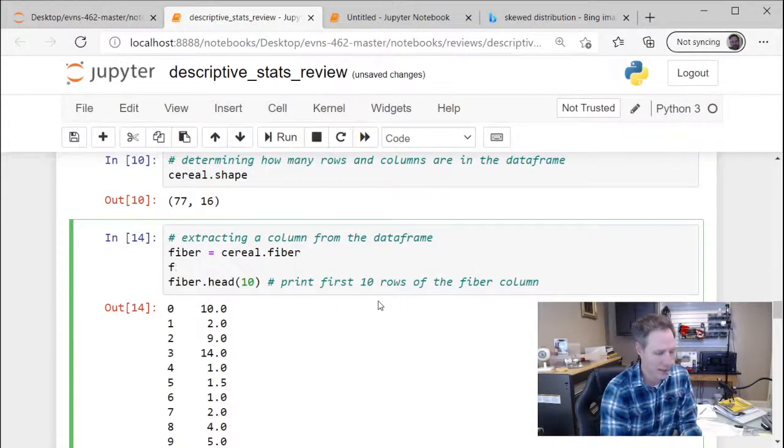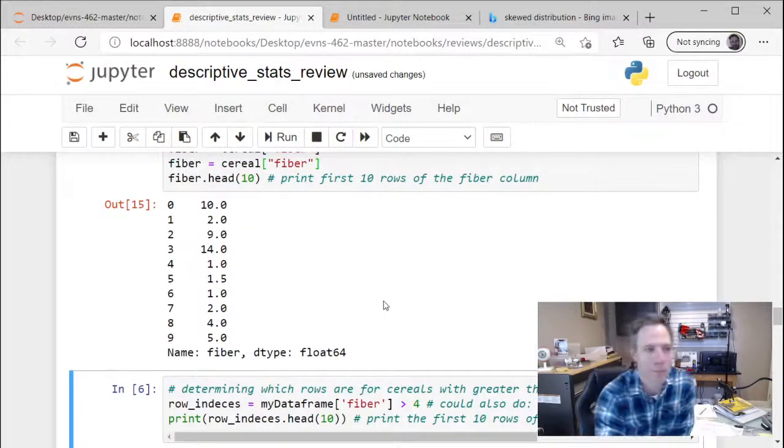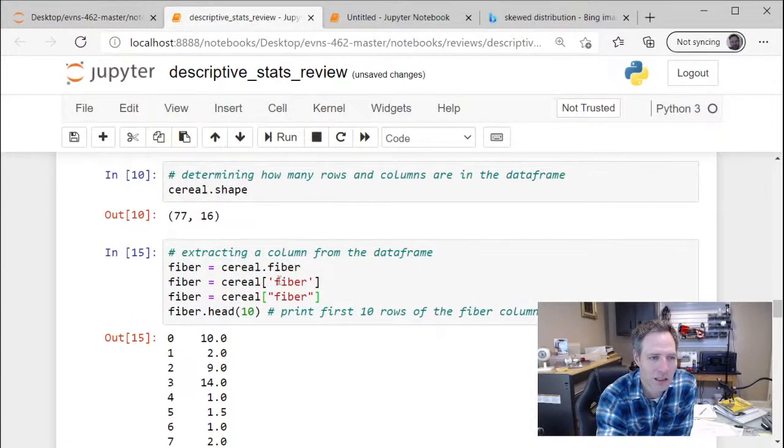Here I'll write them all out. All of these commands do exactly the same thing. Those three commands do the same thing. They pull out the data in the column with the heading fiber.